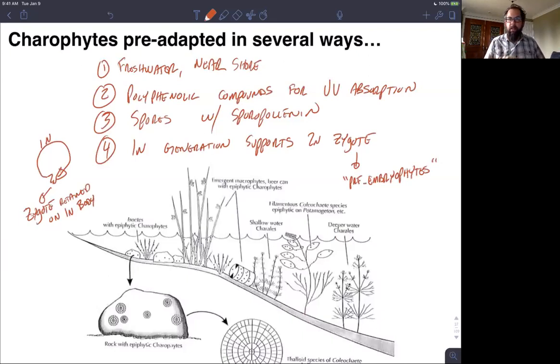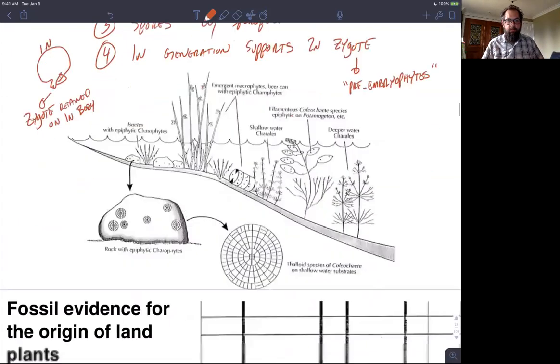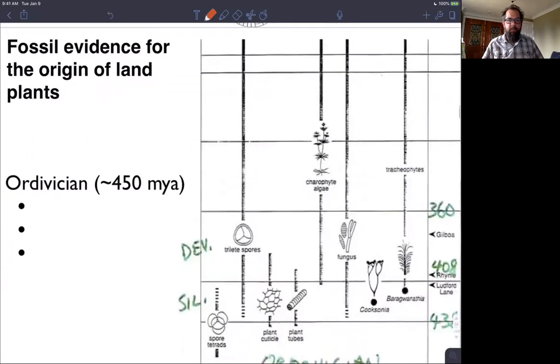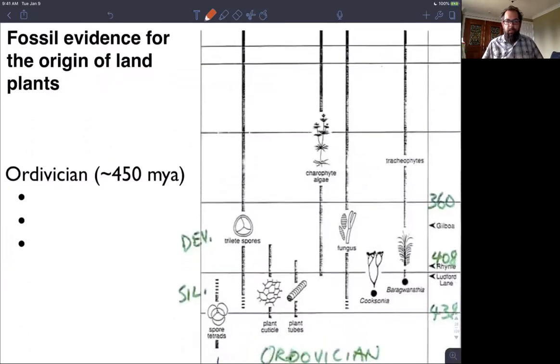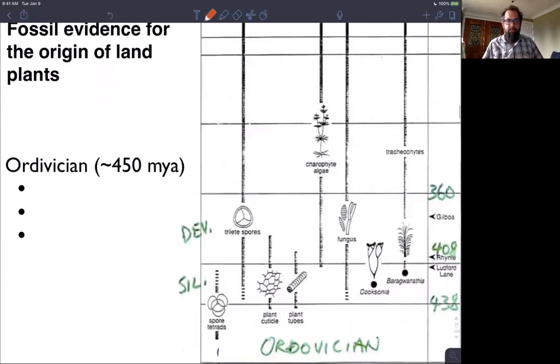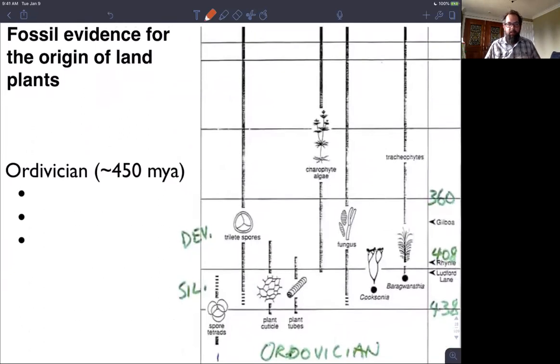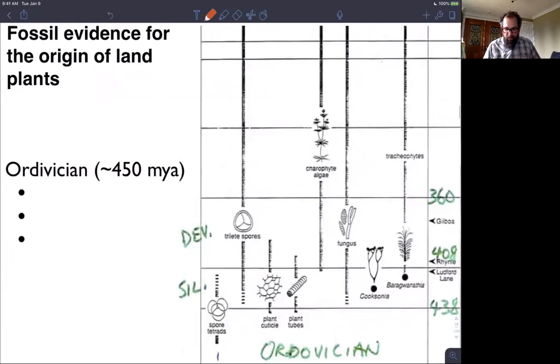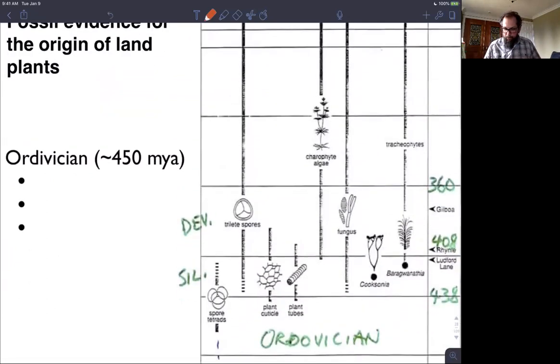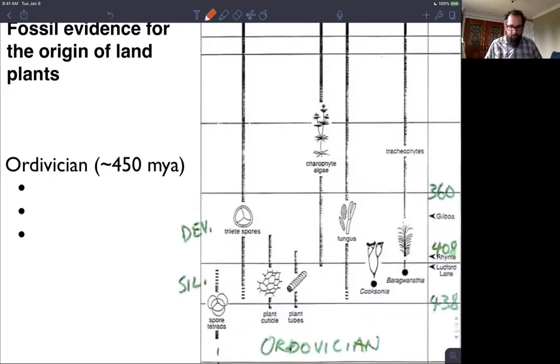Okay, so I'm going to stop right there, and next time we'll move into looking at. Actually, no, I'm not going to stop there. I'm going to go through one more slide here because we've looked at this already. And now that we've seen some of these characteristics, I want to show you this again. This is just another timeline for the fossil record of land plants. And this starts with the Ordovician, which is about 450 million years ago.